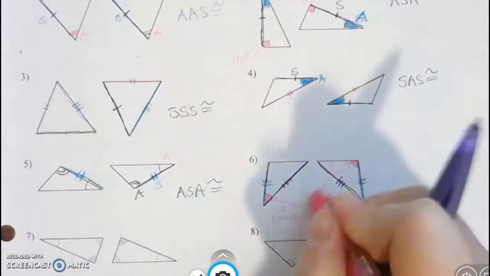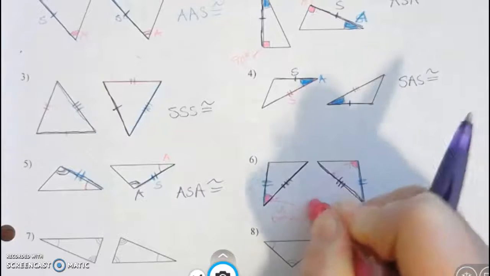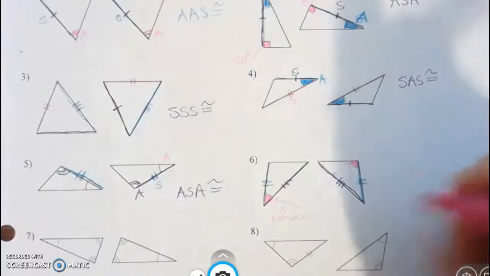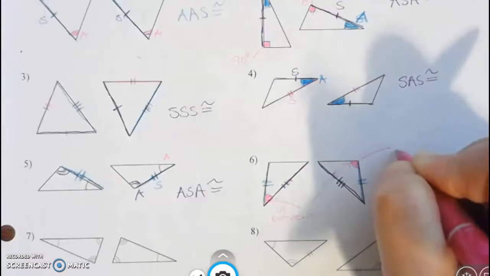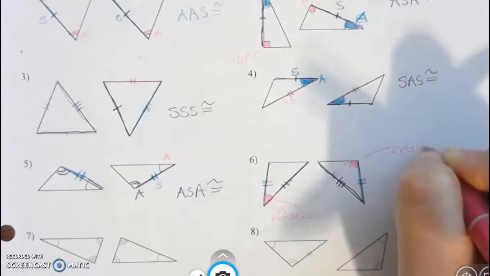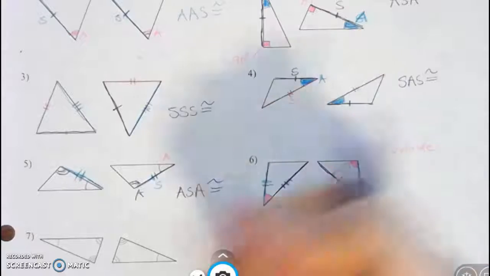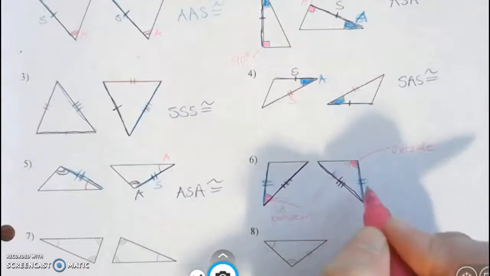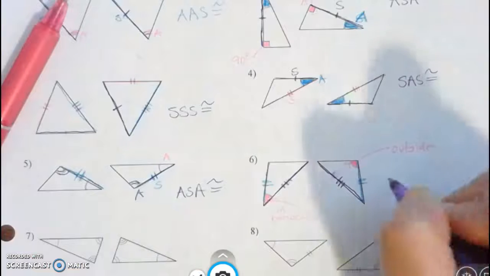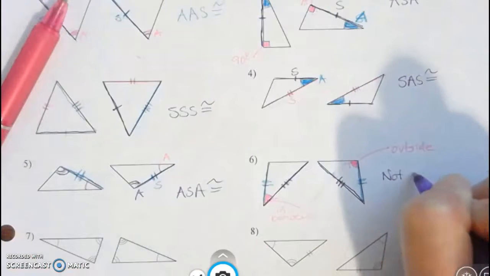But this one is not. This is in between, or included, but this is outside, not in between. Okay, so this is not the same pair of angles position-wise, so that does not work. So this is actually not congruent.